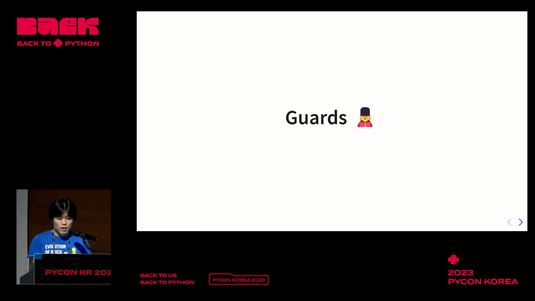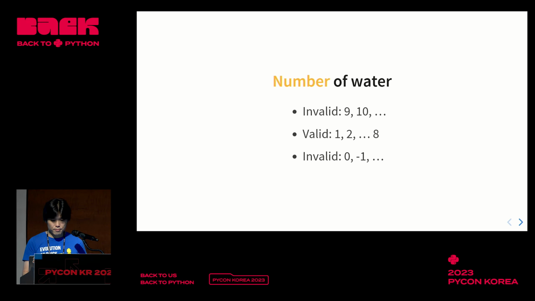Finally, I will introduce guards. Guards are not patterns. Guards add conditions to patterns. I will limit the number of water orders. You cannot order more than 9 glasses of water at a time. Also, you cannot order 0 or negative numbers. Valid numbers of glasses of water are 1 to 8 only.